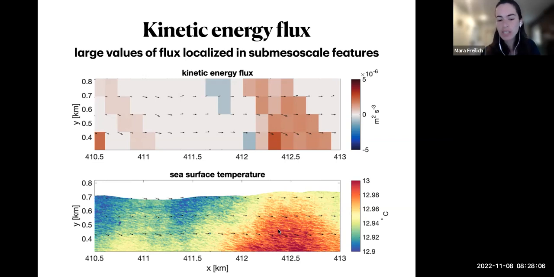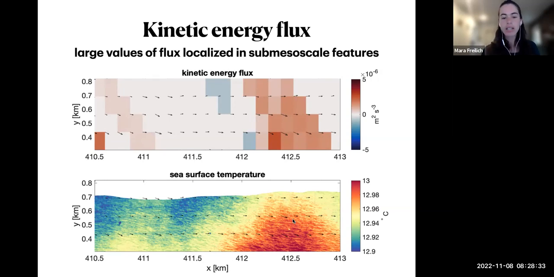And we can begin to see in this IR the signatures of Langmuir turbulence. And so at these scales, in features of about 1 kilometer, we have this coexistence of boundary layer turbulence and submesoscale dynamics. And that has really important implications for how this forward kinetic energy flux may go eventually to dissipation.